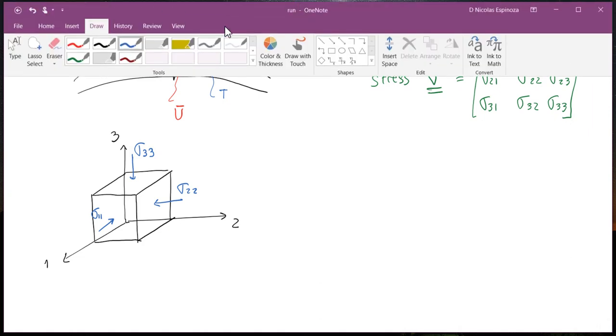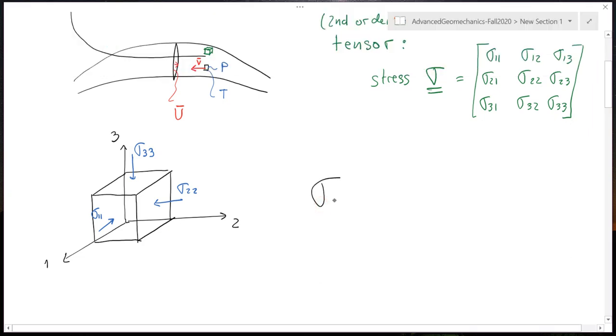Here in this notation, the first index denotes the face of the stress. The second index denotes the direction. When those two coincide, as in the ones I have just written here, that's a normal stress. For example, sigma 2,2 is the stress applied on face number 2 in direction number 2. Let me tell you what I call face number 2. Face number 2 is the face which is perpendicular to direction number 2.